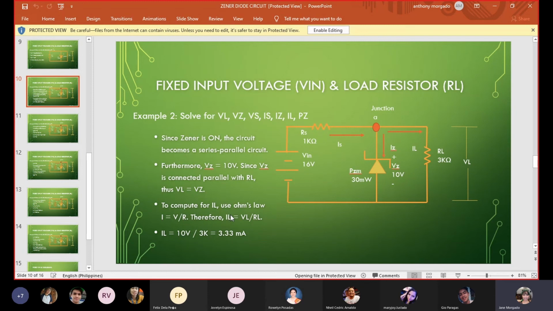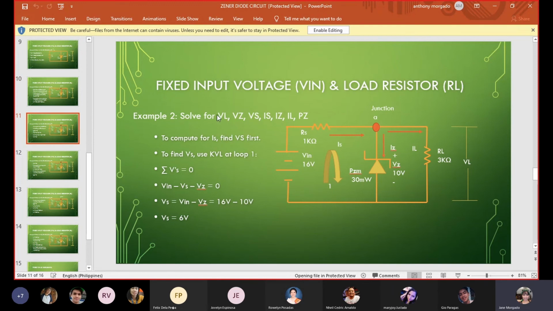To compute for IL, we use Ohm's law. Okay. Ohm's law is V is equal to IR, therefore I is equal to V over R. Tama ba? I is equal to V over R. Voltage over resistance. Okay, therefore IL is equal to VL over RL. So alam natin that VL has become equal to VZ. Kaya we use 10 volts over 3K. Therefore, the IL is equal to 3.33 milliamperes. So, yung current na magpo-flow through RL is equal to 3.33 milliampere.